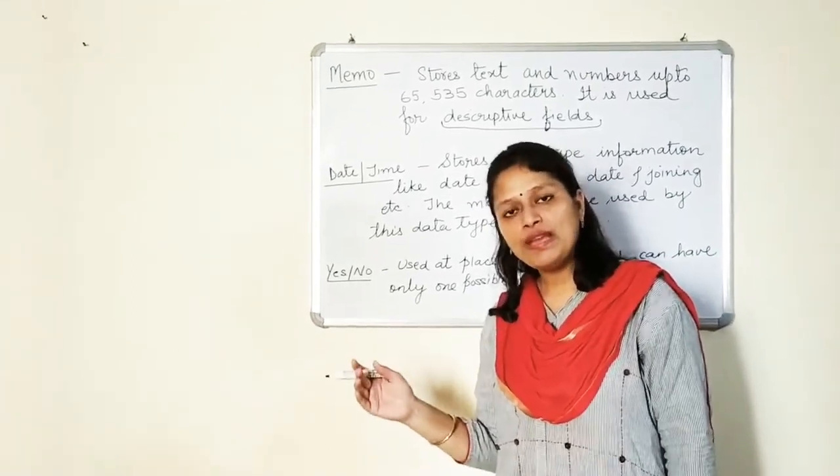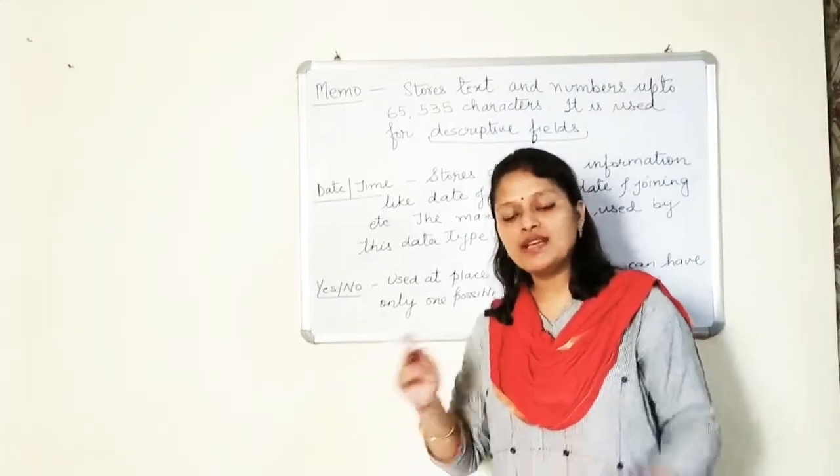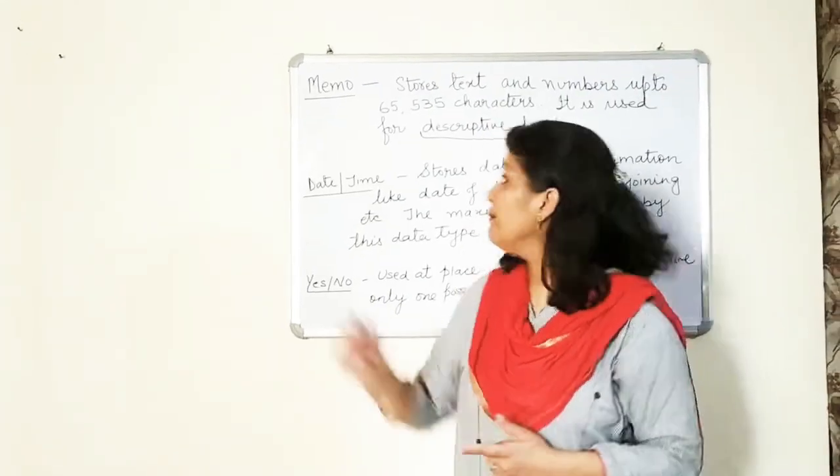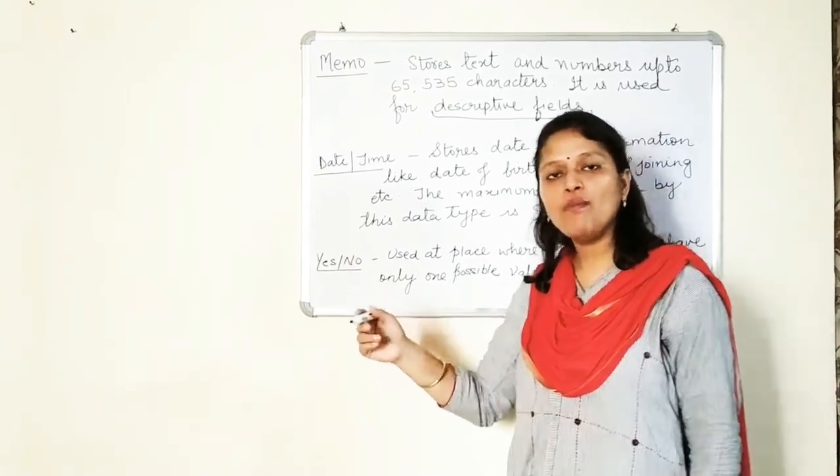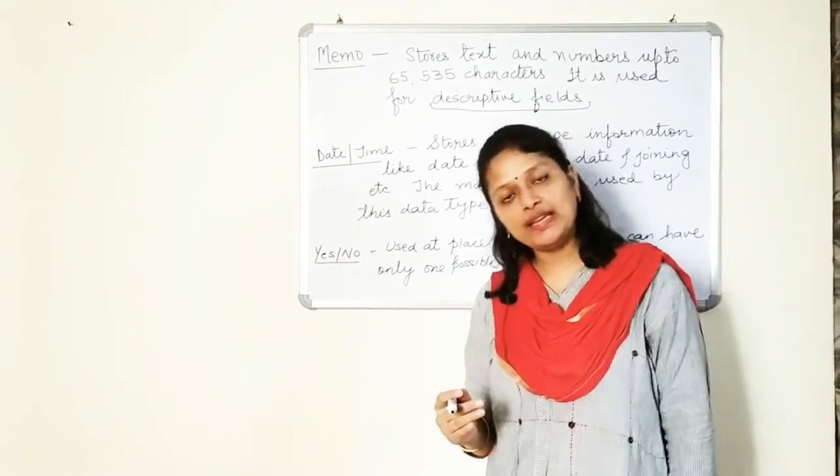So how many data types have we discussed? First, text, number, memo, date time and yes, no. I hope all these 5 data types are clear to you.